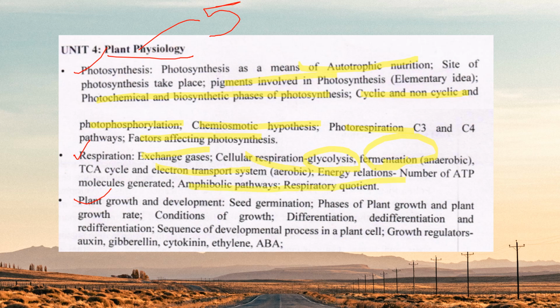In respiration, we have to read about exchange of gases, cellular respiration, glycolysis, fermentation, TCA cycle, ETS, aerobic and energy relations, number of ATP molecules generated, and amphibolic pathways and respiratory quotient. So as I said, just go and open your NCERT textbook, mark these topics. If you have the old one, then you can do that. If you have the new one, it won't be much of an issue. Plant growth and development, you have to read about seed germination, phases of plant growth and plant growth rate, conditions of growth, differentiation, dedifferentiation and redifferentiation, sequence of developmental process in a plant cell, and growth regulators: auxin, gibberellin, cytokinin, ethylene, and ABA.